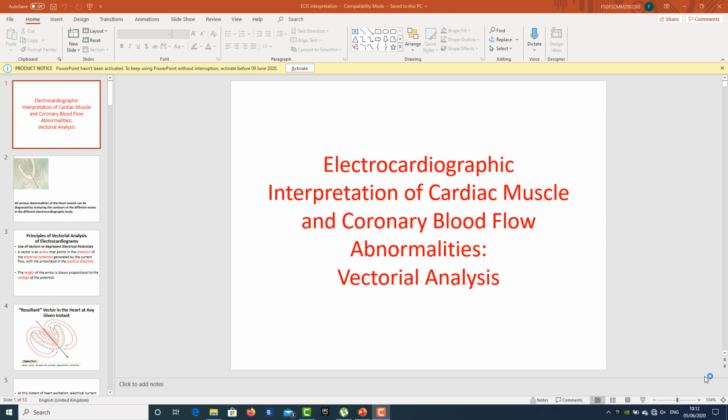Today we are going to learn about the electrocardiographic interpretation of cardiac muscle and coronary blood flow abnormalities, and what is vectorial analysis. These things are quite important when we are learning about ECG. Now, what are we going to do from the basics?